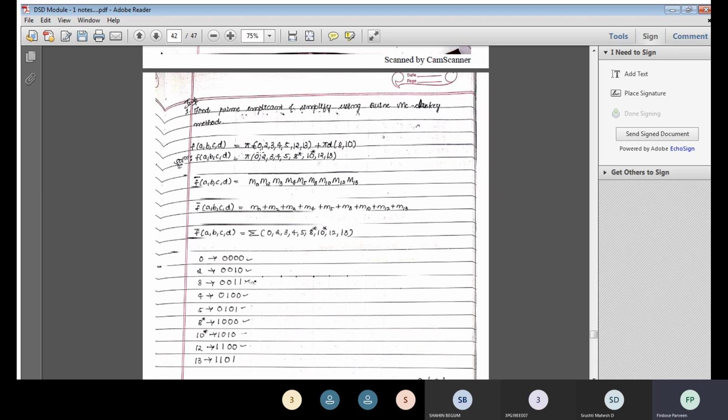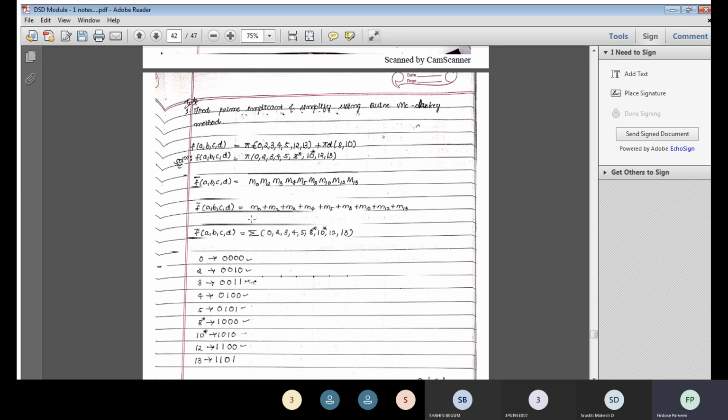So this is f of a, b, c, d equal to pi 0, 2, 3, 4, 5, 12, 13 plus pi d 8, 10. First thing is you take this as F bar. I'll take the complete complement. So m0, m2, m3, m4. I've taken 8, 10 here and indicated them as don't care terms. So complement both sides. F bar is equal to summation of the complement, that is m0, m2, m3, m4, m5, all those things.